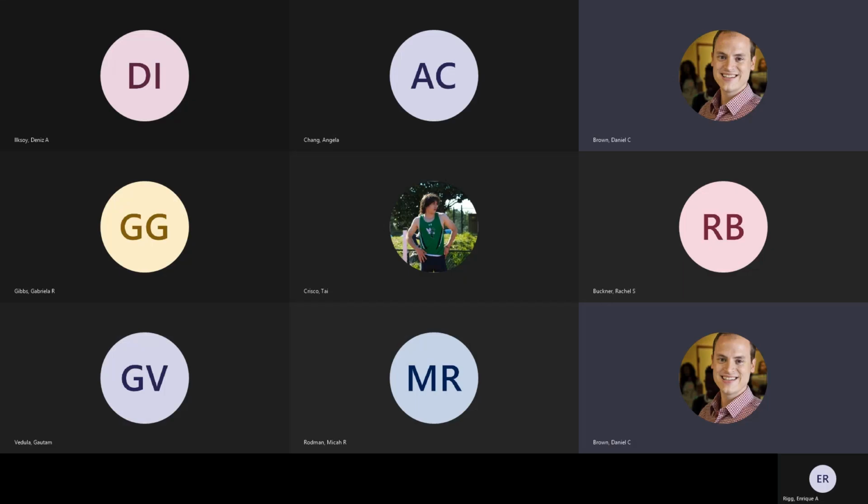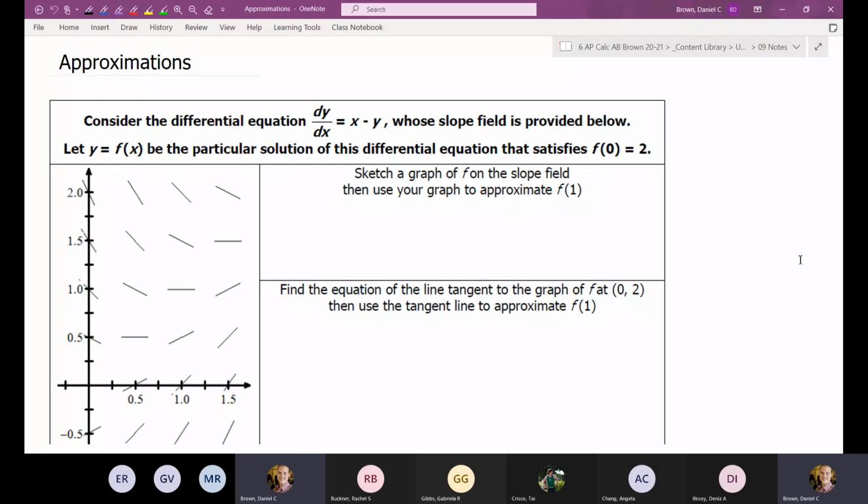So I have up here, consider the differential equation dy dx is equal to x minus y. And the slope field is provided. We don't need it, but it's kind of nice to look at. And we're going to let y be some particular solution of the differential equation. So y is like the original function that satisfies the initial condition f of 0, which is equal to 2.